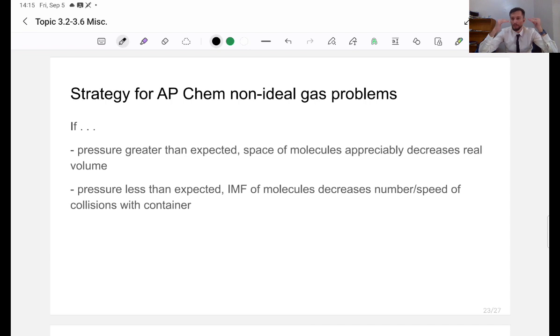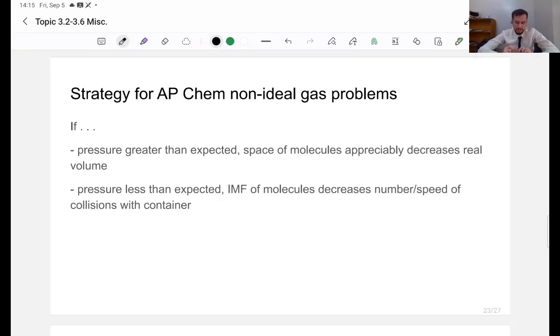Therefore, I don't want to overcomplicate it so that when there's a simpler question, you get it wrong because we've actually gone deeper into the concepts in class. So here's kind of my simplification strategy for dealing with non-ideal gas problems in the context of AP Chem MCQ. I would break it down into two things.